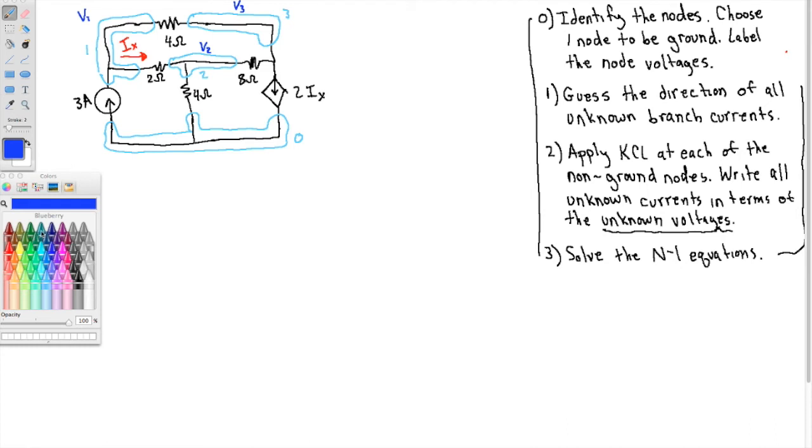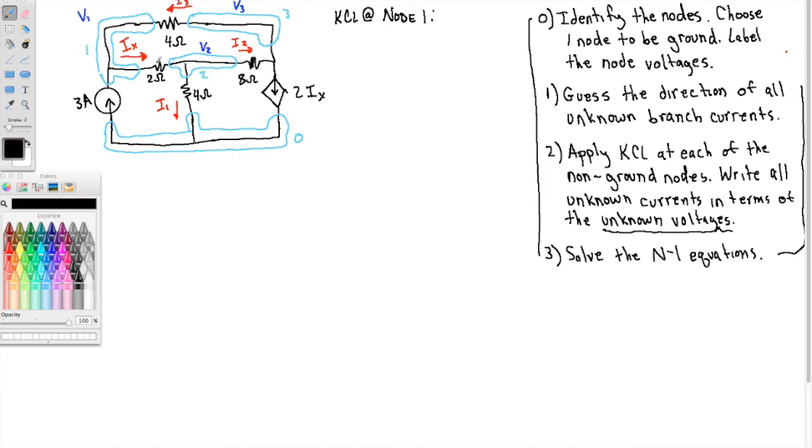Now, guess the direction of the currents that are not given to you. So we'll just guess that this is going down, and we'll guess that this one's going to the left. And here we'll guess to the right. All right, so let's do KCL at node 1. Let me go back to the currents. Let me label them so I can reference them. This is I1, I2, I3.